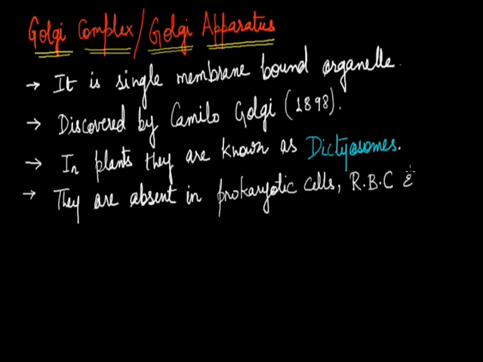erythrocytes, and the sieve cells, which are the component of the complex tissue phloem in the plants. The phloem tissue is helpful in the conduction of organic nutrients. Remember that the red blood cells and the sieve cells are examples of eukaryotic cells. Even being eukaryotic, they lack the Golgi complexes. Now coming to the structure.